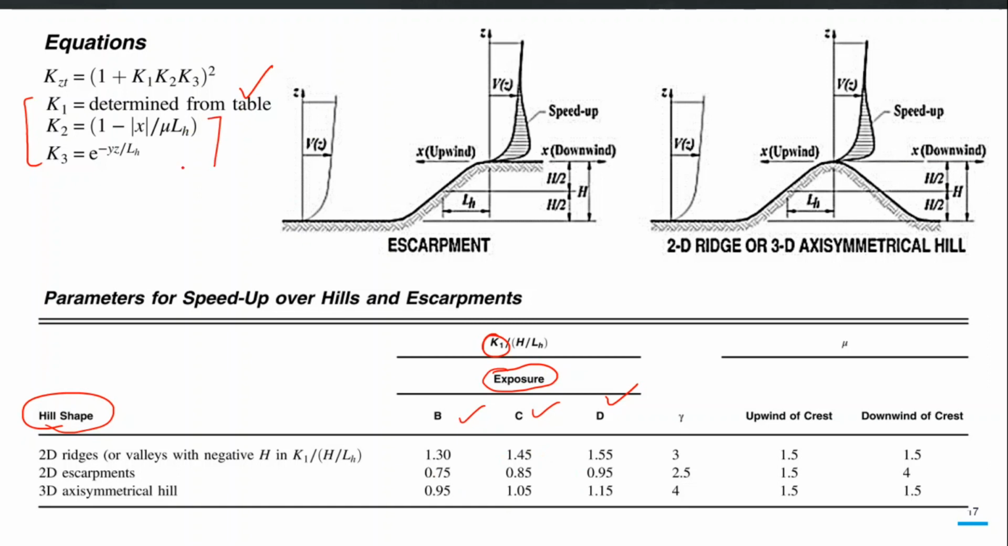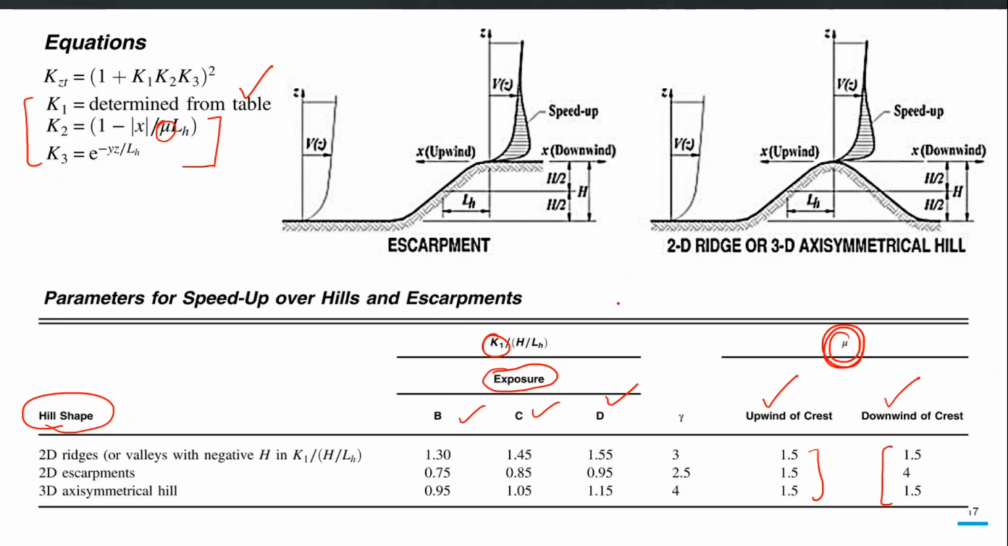K2 and K3 will be calculated using these two expressions, and the factor which is mainly required here is this mu, that is also prescribed in this particular table. Upwind of crest, downwind of crest, depending upon that, the factor mu is directly taken from this table. X is the horizontal distance, and similarly other factors you can see here from these two figures. So every factor is available, and you directly calculate K1, K2, K3.